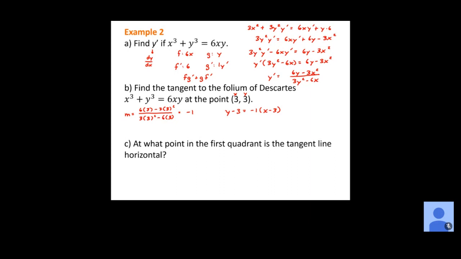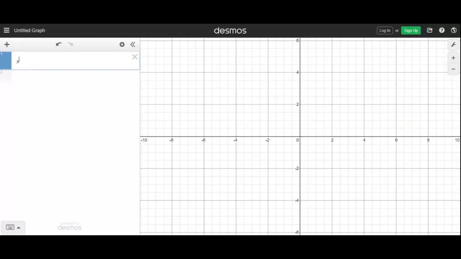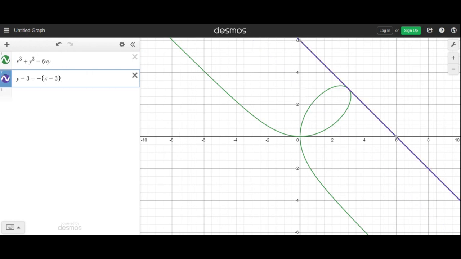Okay. Now, before I go into part C, let's take a look at this graph, just to check and make sure that what we got there makes sense. So the original equation here, we had x cubed plus y cubed equals 6xy. There's our folium of Descartes. That's what it looks like. We were trying to find a tangent line through the point (3, 3), and what we got was y minus 3 equals -1 times x minus 3.